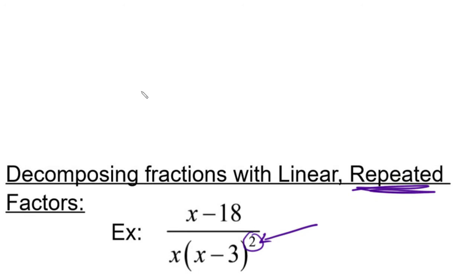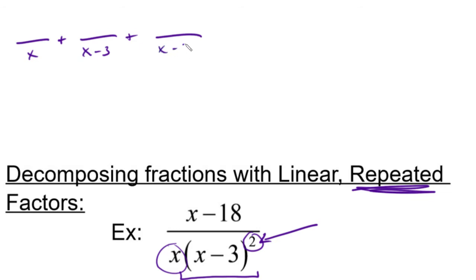So let me break this down for you. The x minus 18 over the x times x minus 3 quantity squared, this is the repeated factor. So when you break this down, you'll still have a piece with x because each piece needs to be reflected. Then you'll have 2 more pieces here. This is to the second power, so you need one for each power. So you need a partial fraction with x minus 3 to the first power. Then you need another partial fraction with x minus 3 to the second power.